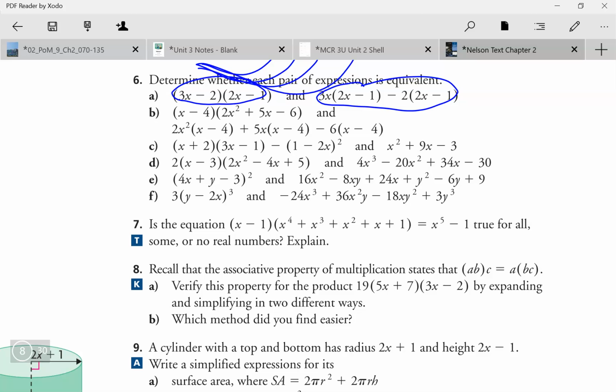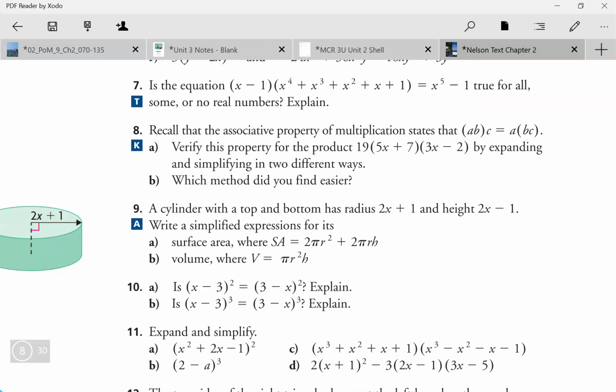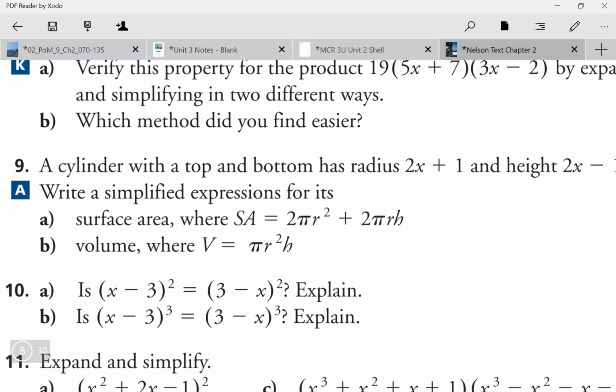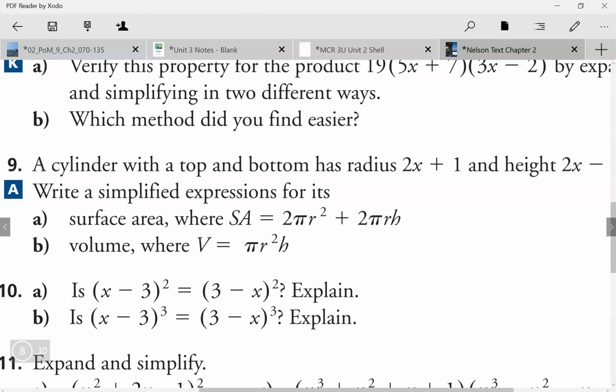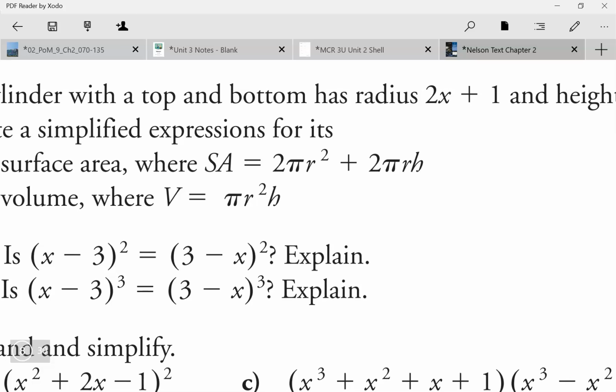Is the equation, we do have to do 7? 7 looks complicated. We do have to do 7, interesting. 7, 8, and 10. Look at that. Interesting question. Is x minus 3 squared equal to 3 minus x squared? Explain. So here, I will touch upon an important point.